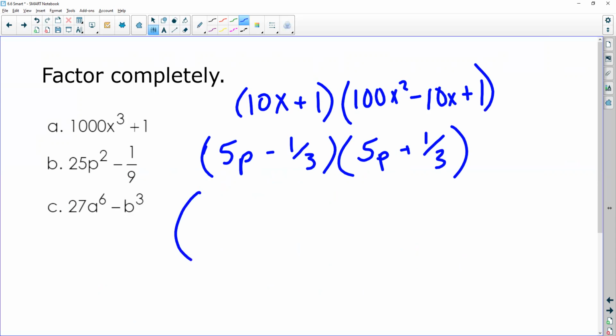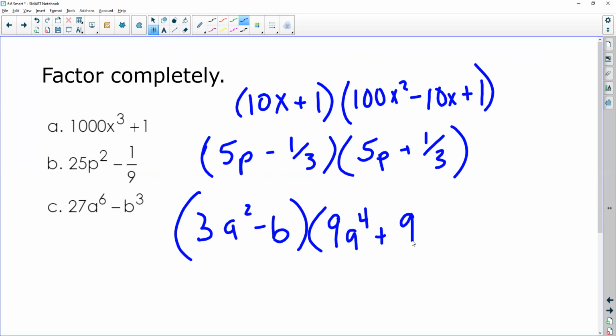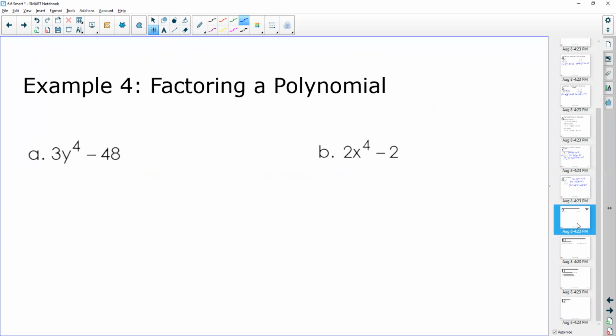And the last one is a difference of cubes also. So it's going to be 3a squared minus b because it's a difference. I think that's what I said. And then 9a to the 4th plus 9a to the 4th b. Oh, no, not 9, just 3. Pardon me, I'm getting ahead of myself. Plus b squared.